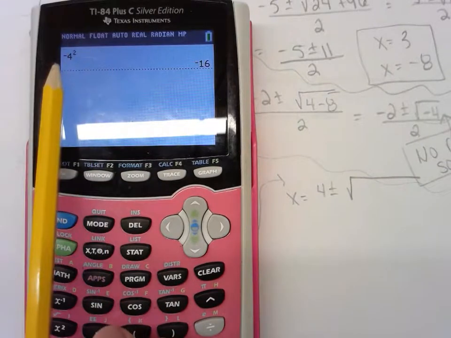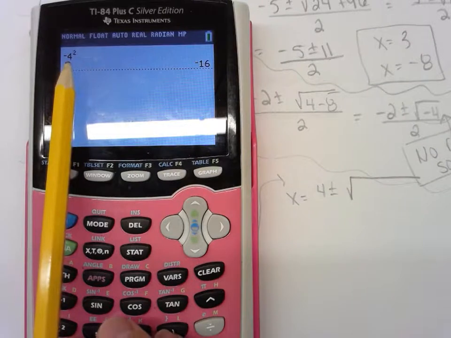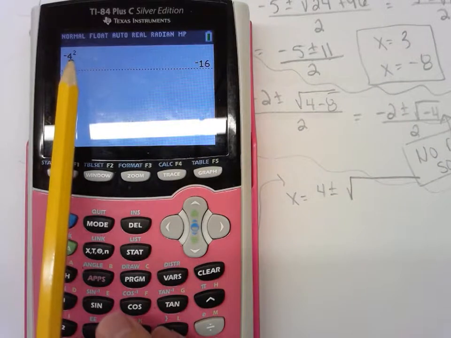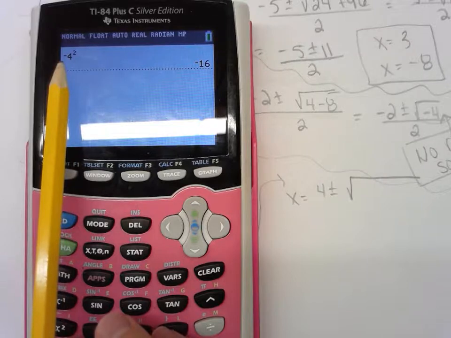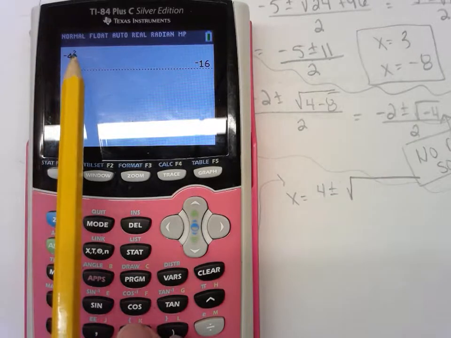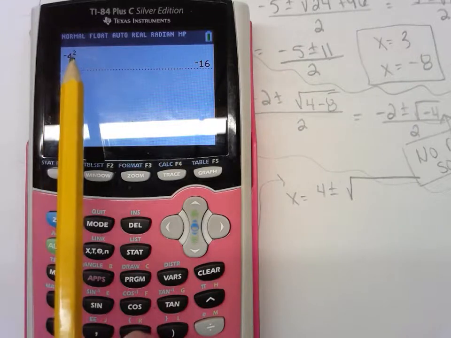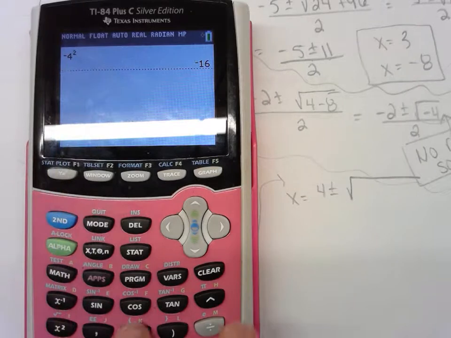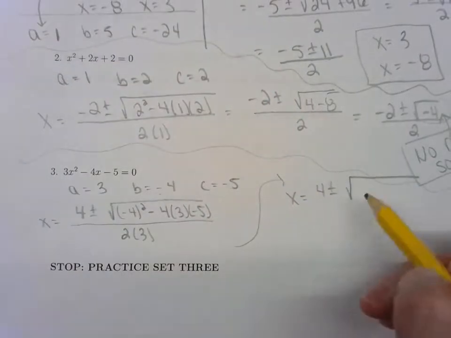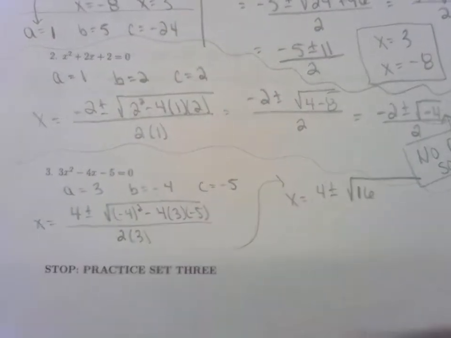What you're telling the calculator to do, because the calculator does order of operations, is 4 squared, and then take the negative. So it does exponents first and then the subtraction, which is the negative. What you really need is negative 4 squared, which is negative 4 times negative 4, which is 16. So be really careful with that. You should never have a negative here.